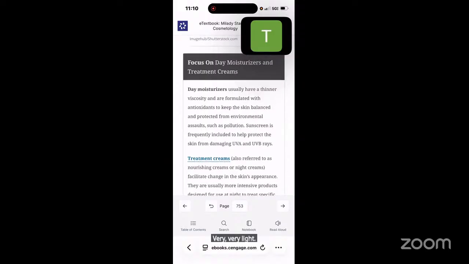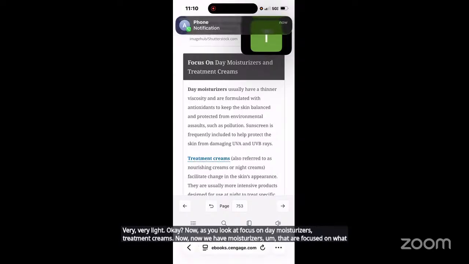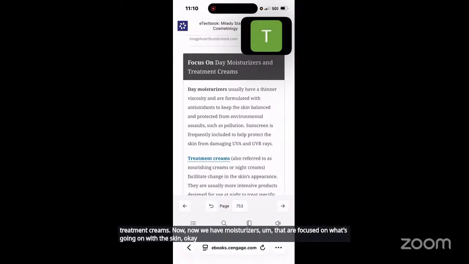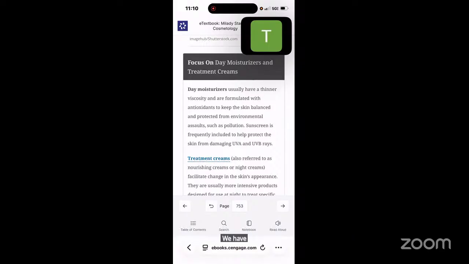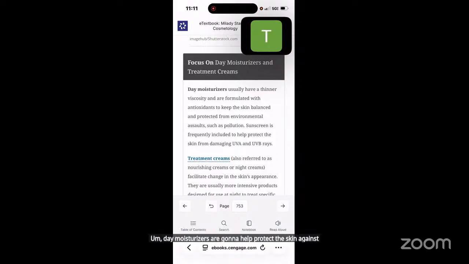Okay. Now, as you look at day moisturizers and treatment creams, now we have moisturizers that are focused on what's going on with the skin. We have vitamin-based moisturizers. So now it gives more life to the skin, vitamin C, different things like that that are going to help with the hyperpigmentation and dark spots of the skin. Now we have our night moisturizers that help preserve the skin as we sleep. Day moisturizers are going to help protect the skin against sun rays and just the particles.